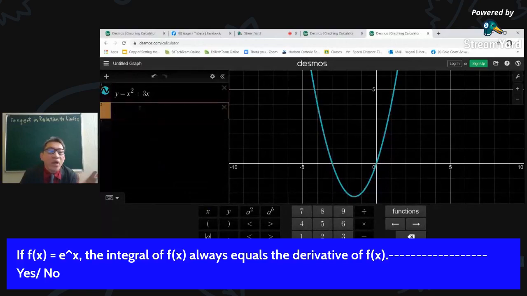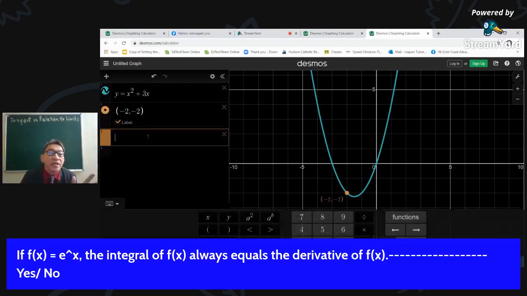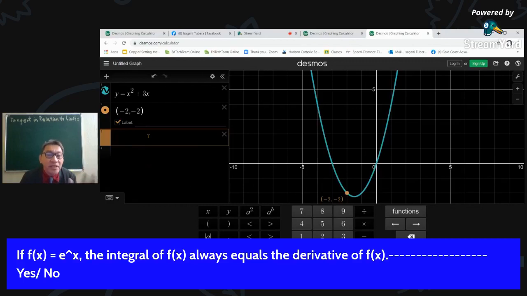Now, what is the equation? What is the line? What is the point? The point is negative 2, negative 2. There you are. Where is that? You see that? It's along the line. What is the equation of our tangent line? The equation of our tangent line is y equal to what?